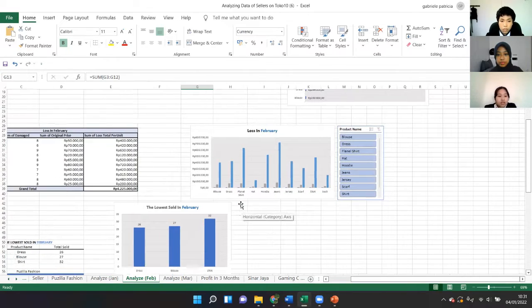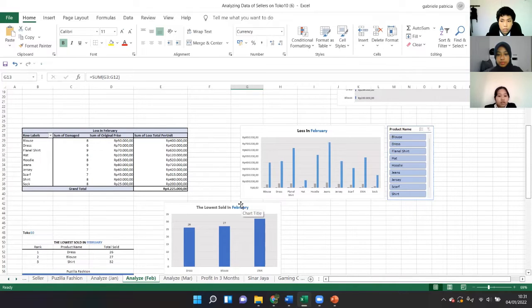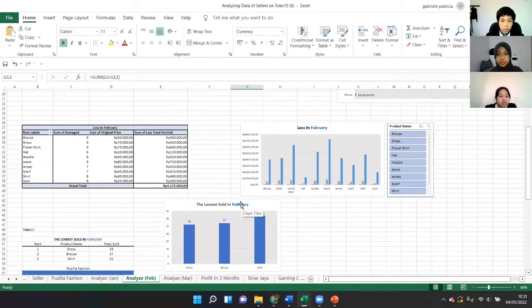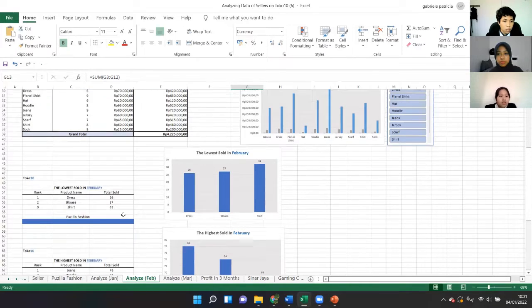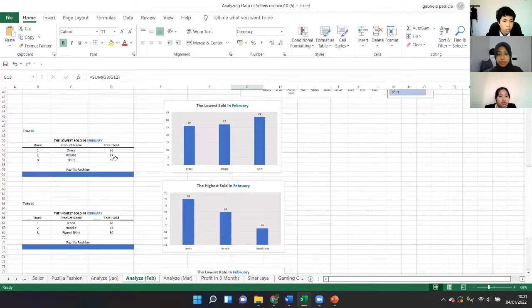And next, this is the lowest sold in February. The first is dress. The total sold is 26. And the second is blues. The total sold is 27. And the last is shirt. The total sold is 32. And this is the regular chart from lowest sold in February.